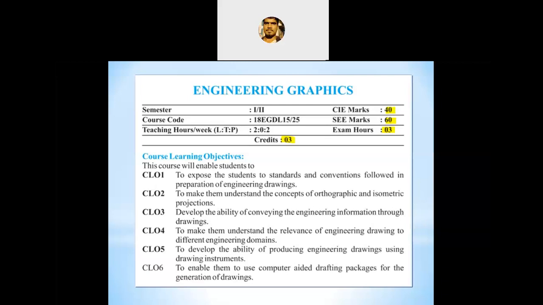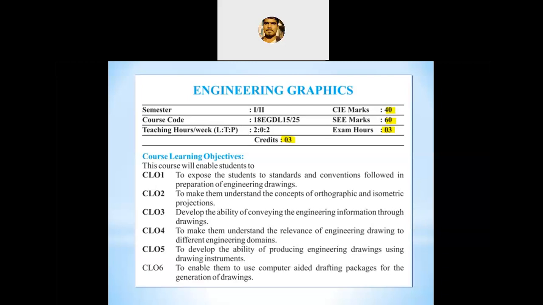Internal marks are 40 and external 60, but you are going to write for 100 marks and it will automatically be reduced to 60. The total examination time is 3 hours, like your regular theory paper. And for VTU credits, it is the same 3 credits.